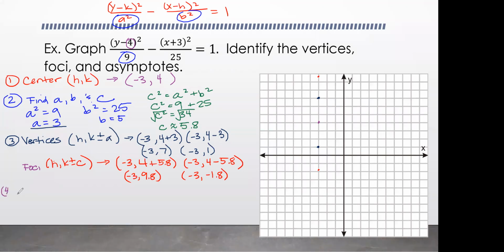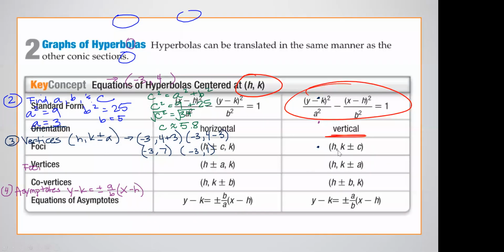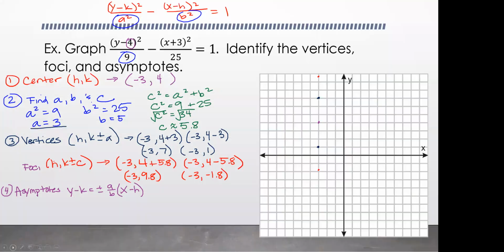So my asymptotes: I'm going to use the equation y minus k is equal to plus or minus a over b times x minus h. Where did I get that from? That is again from this table, equations of asymptotes. Since this is a vertical hyperbola, I'm using this equation here. All right, so then I just plug everything in.